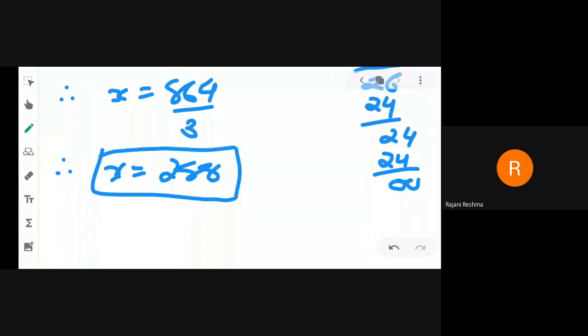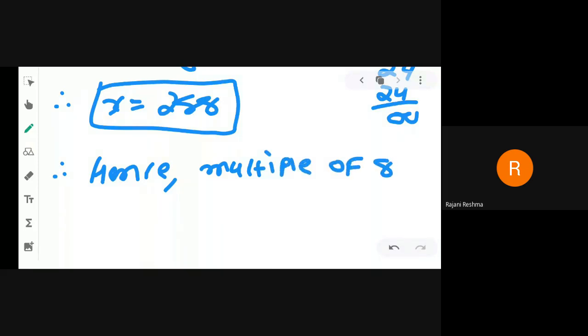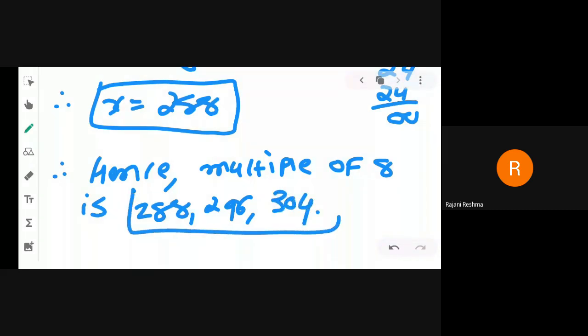But it is not the final answer. Whenever you solve any problem, you have to write down the answer in the form of a statement. So hence we can write that the first multiple of 8 is 288. The second multiple is x plus 8, it means 288 plus 8, 296. And the third multiple is x plus 16, it means 288 plus 16, 304. It is your correct answer.